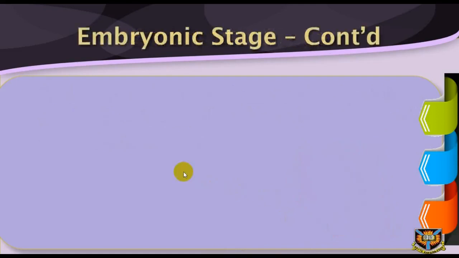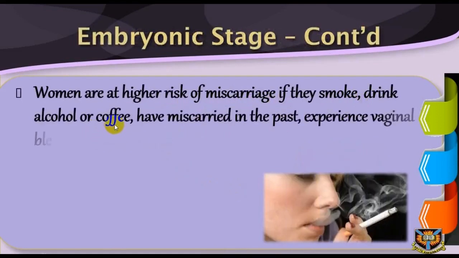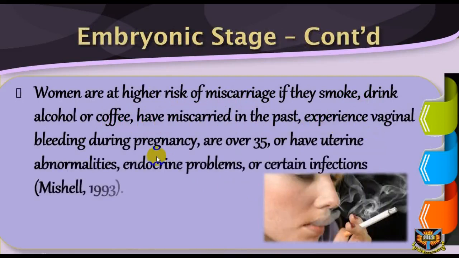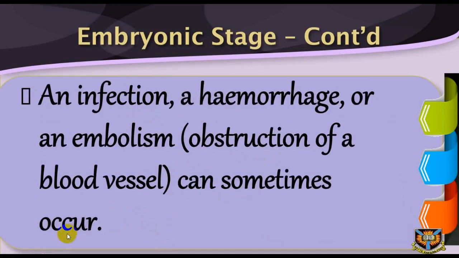Women are at higher risk of miscarriage if they smoke, drink alcohol or coffee, have miscarried in the past, experience vaginal bleeding during pregnancy, are over 35, or have uterine abnormalities, endocrine problems, or certain infections, according to Michelle, 1993. The physical risks to a woman who has a miscarriage are small, but an infection, a hemorrhage, or an embolism, obstruction of a blood vessel, can sometimes occur.